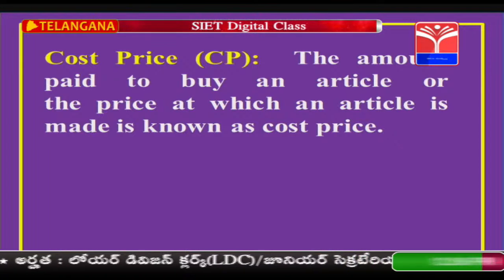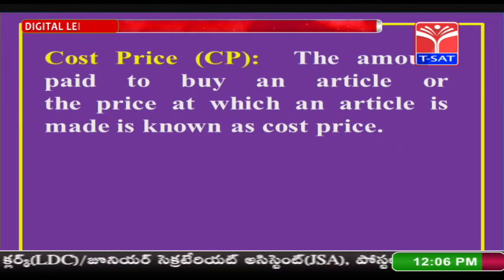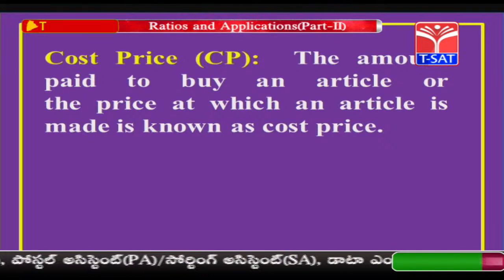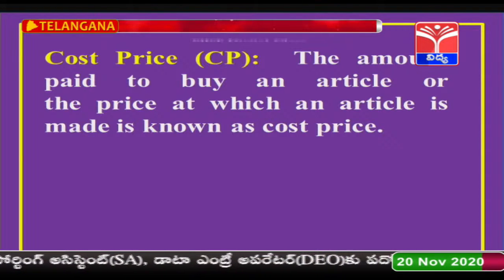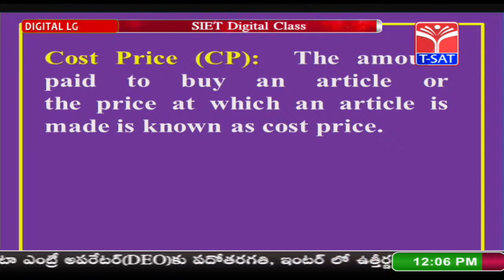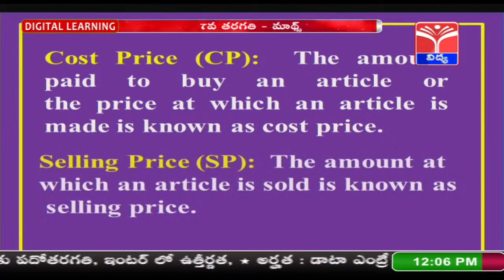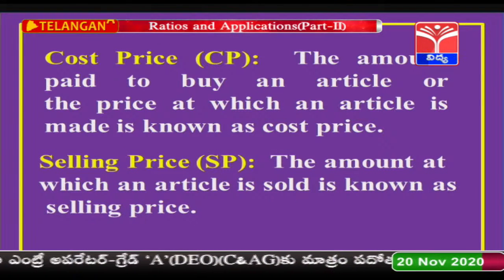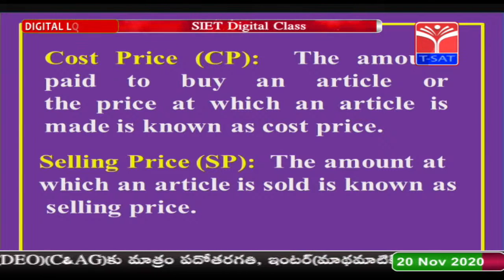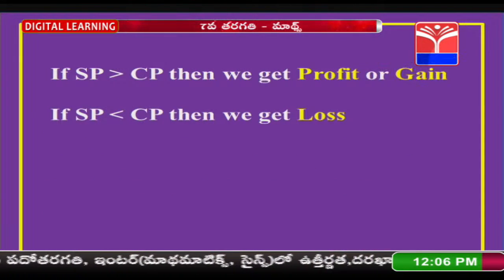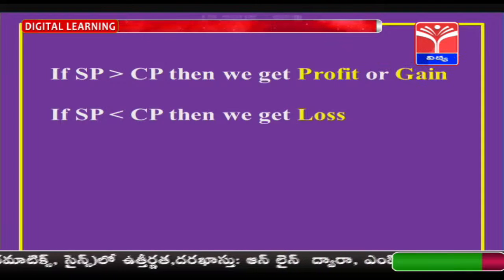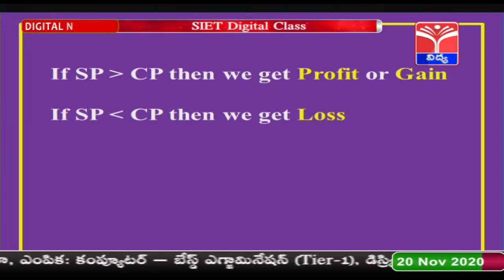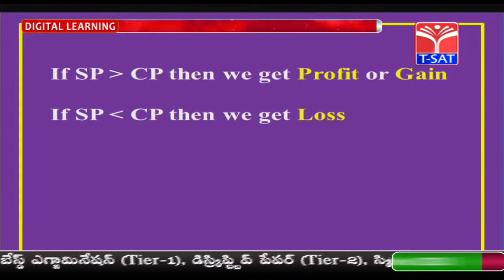Now, before we solve the problem, let us see what cost price is. The amount paid to buy an article or the price at which an article is made is known as its cost price and we represent it as CP. Selling price SP. The amount at which an article is sold is known as selling price. If selling price is more than the cost price, then we get profit or gain, whereas if the selling price is less than the cost price, we get loss.